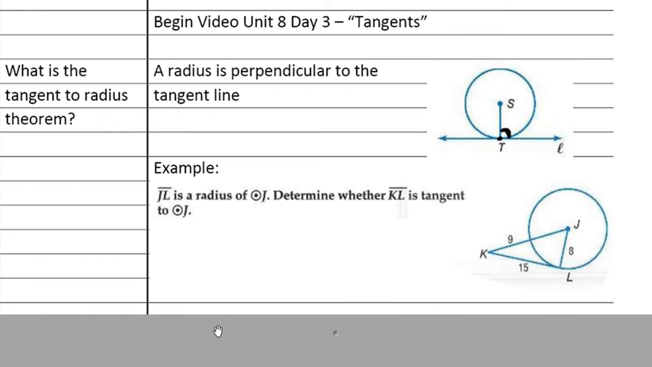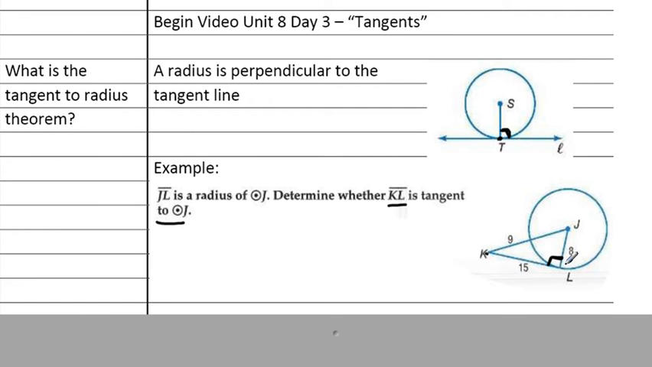So I will give you a moment to copy this example as well. We're going to say that JL is the radius of circle J, and we want to determine if KL is tangent to circle J. So go ahead and pause the video, copy this example down, and we'll work it out together. So if KL is in fact tangent to circle J, then this would be a 90-degree angle. So the question is, is this a 90-degree angle? Which can be answered by proving that this is a right triangle, which can be answered by proving Pythagorean theorem.